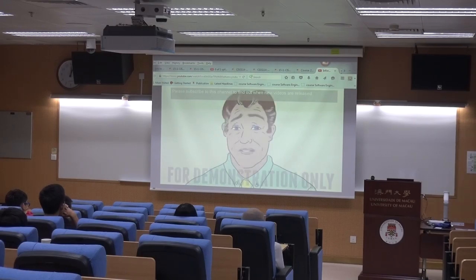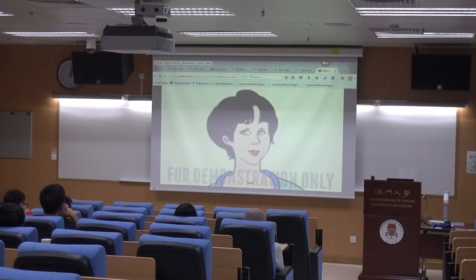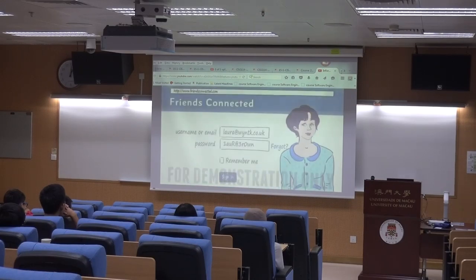A lot of information security is about being more aware of the risks we're taking. Personal information may seem unimportant to you, but to a criminal, it can be the key that opens doors. We need passwords for everything these days. This is Laura, and she uses them a lot. This one looks pretty secure, and she knows not to write it down.